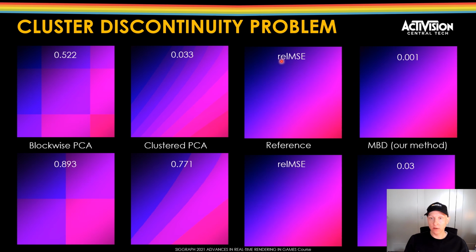And moreover, if we look at the relative MSE numbers, we see that in addition to being visually close to the target function, it converges in terms of the relative MSE. It has the lowest relative MSE amongst the comparison methods here.